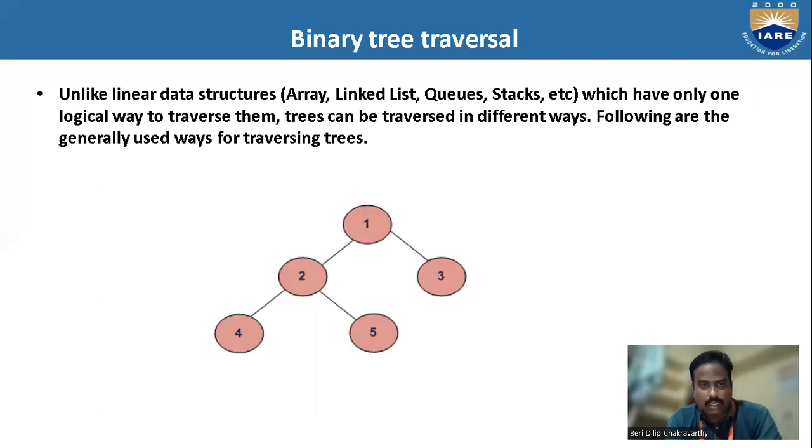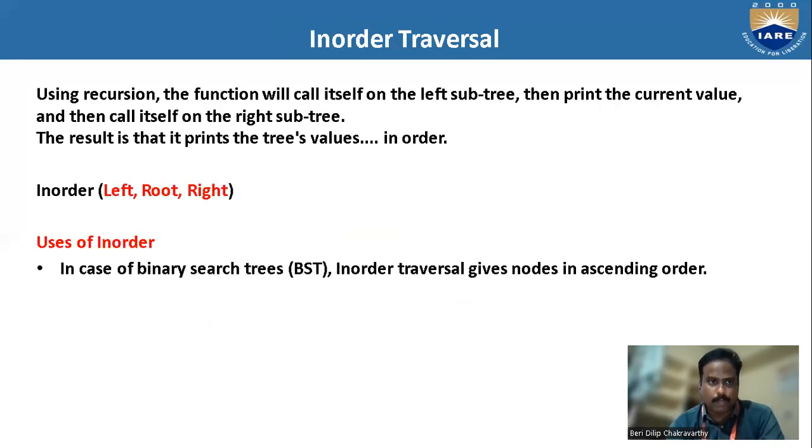But here it is difficult. We can't say this is first and this is last, so we can't traverse like that. So we'll be using some techniques to traverse this binary tree. Using recursion, the function will call itself on the left subtree. Now I can say there are three traversals in binary trees: one is in-order traversal, next is pre-order, and next is post-order traversal.